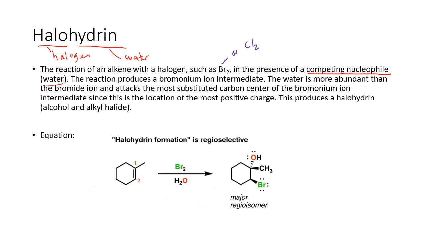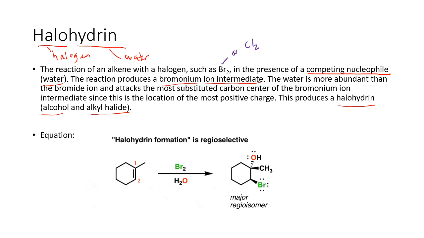We're still going to go through a bromonium ion intermediate if we're using bromine. But what's going to happen is the water is going to be present in a larger amount than the bromide ion. So in that second step, instead of bromide coming in and attacking as a nucleophile, we're going to see water come in and attack as a nucleophile. So we're going to create a mixed product. This is going to be a halohydrin. We're going to have an alcohol on one side and an alkyl halide that we added to the other.